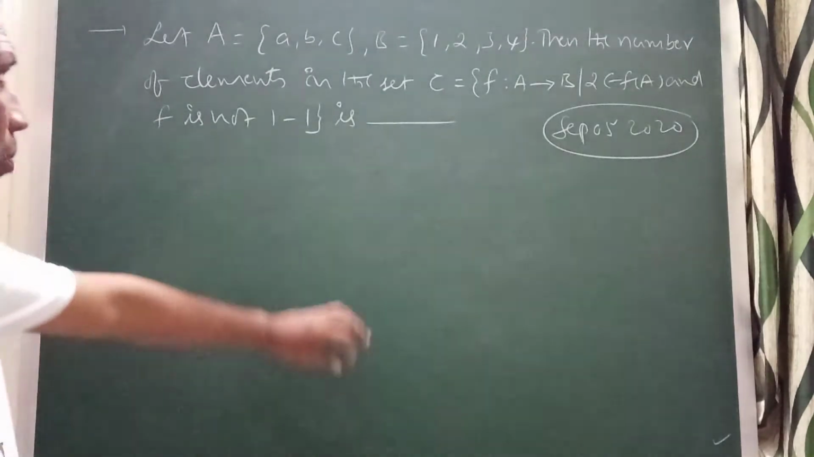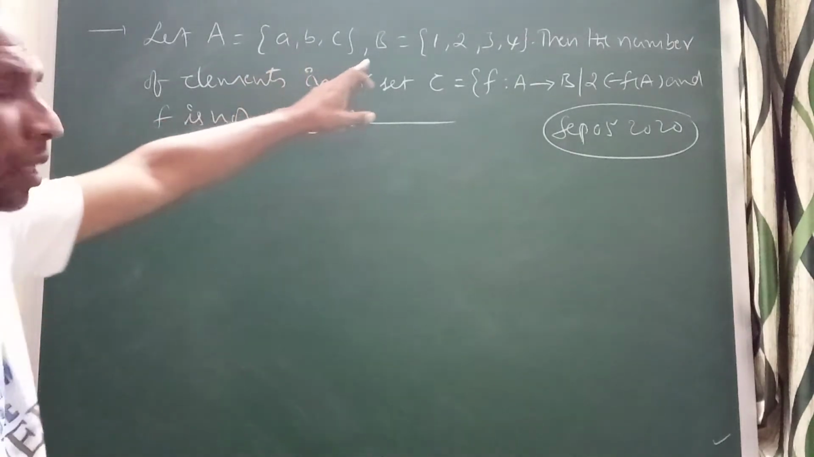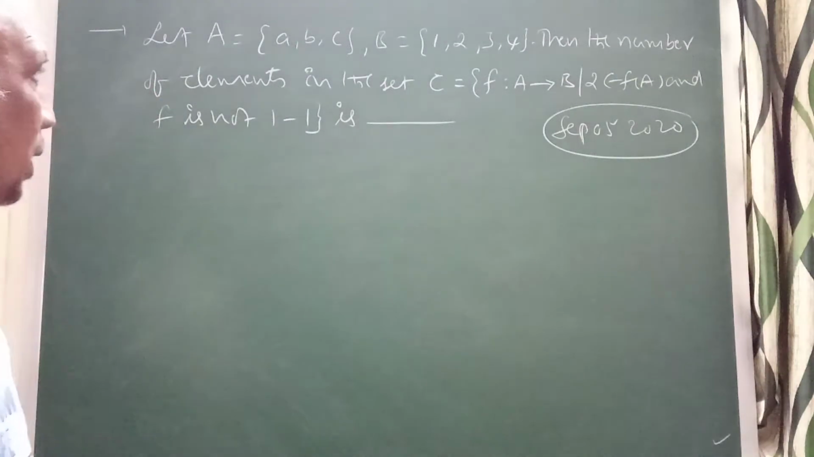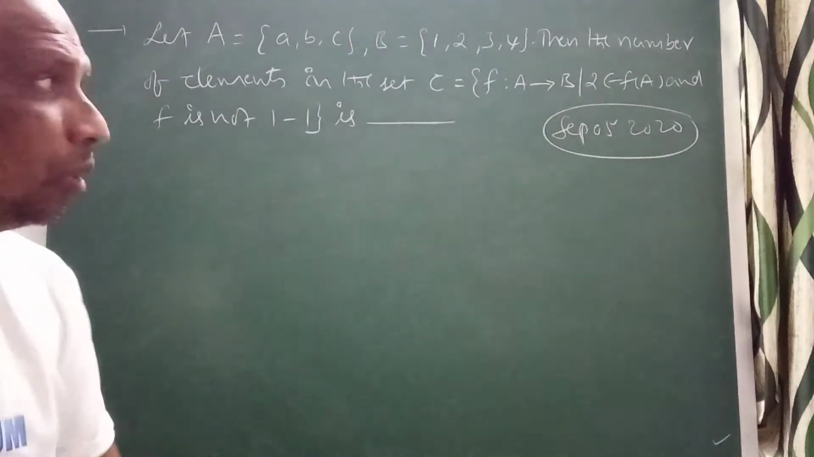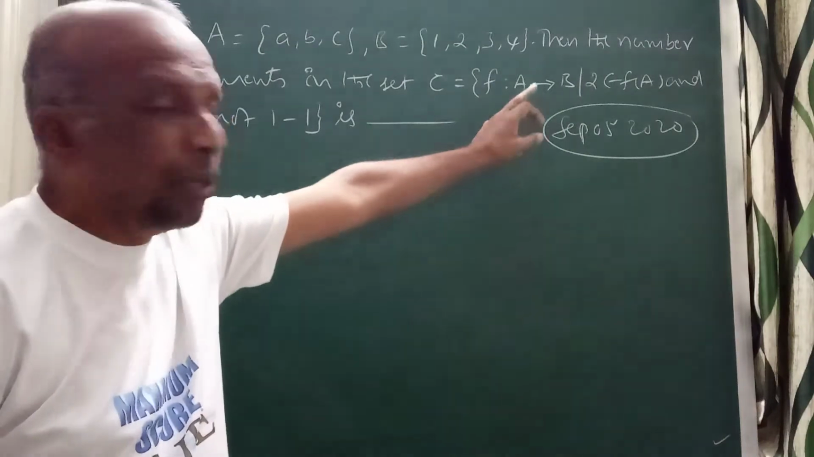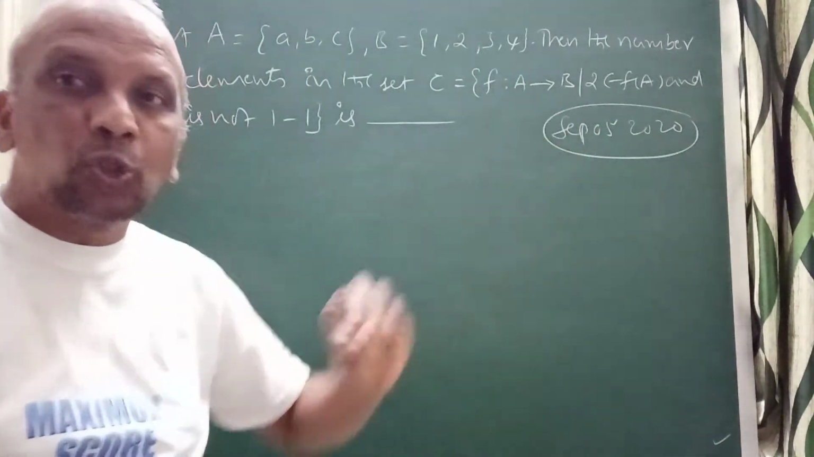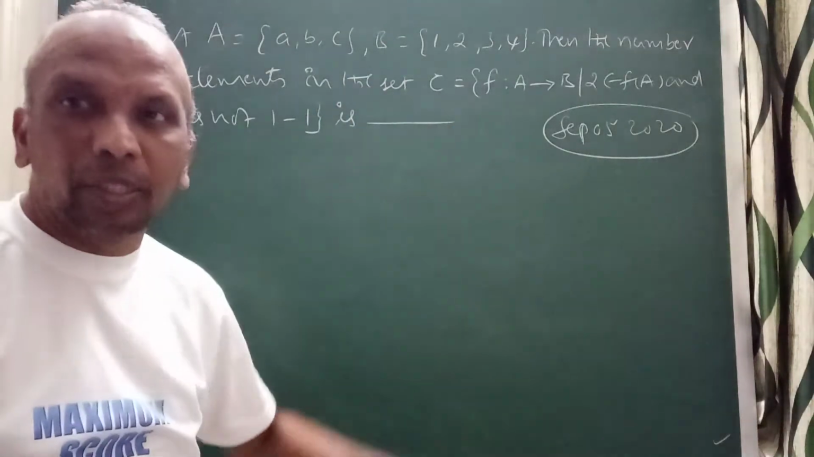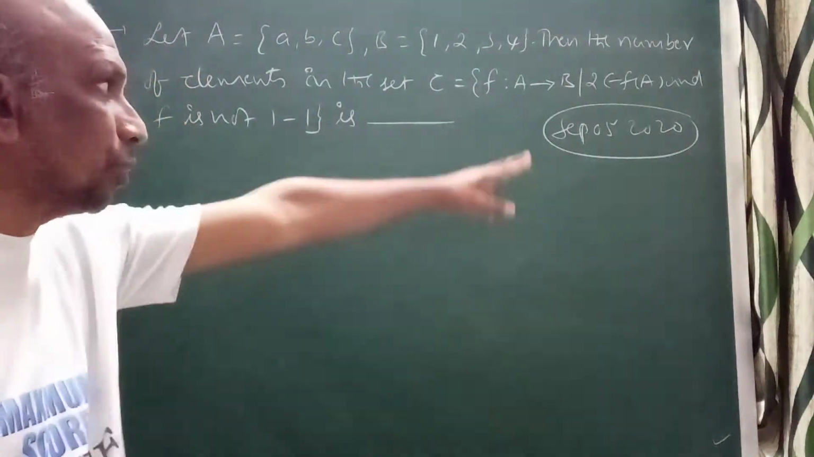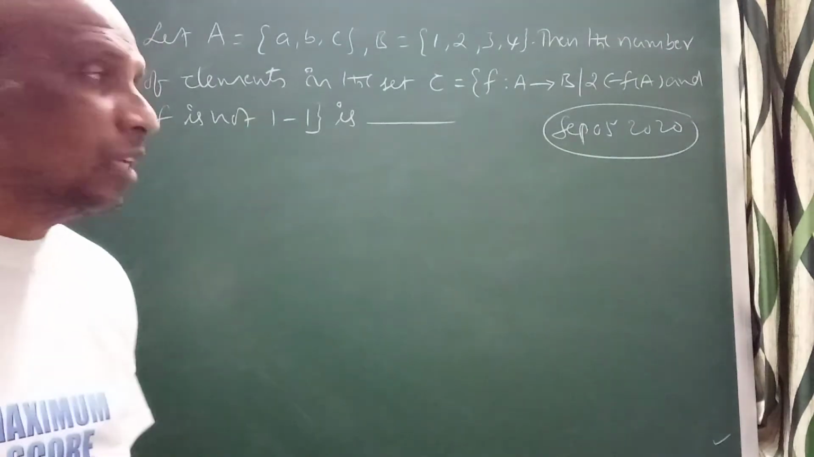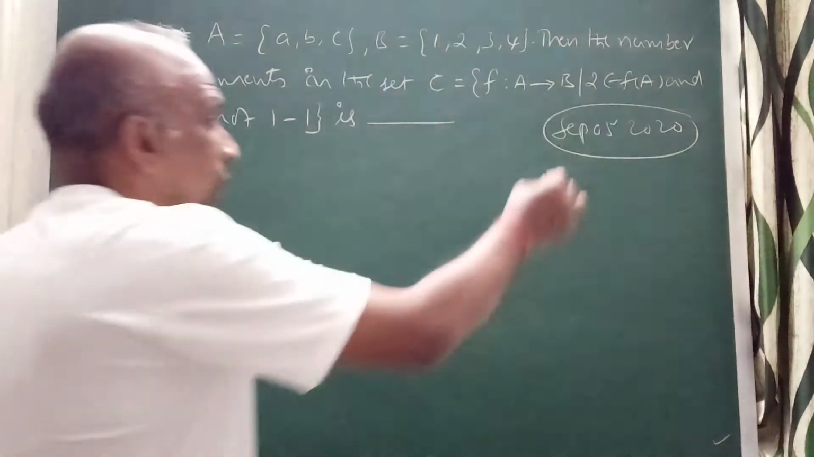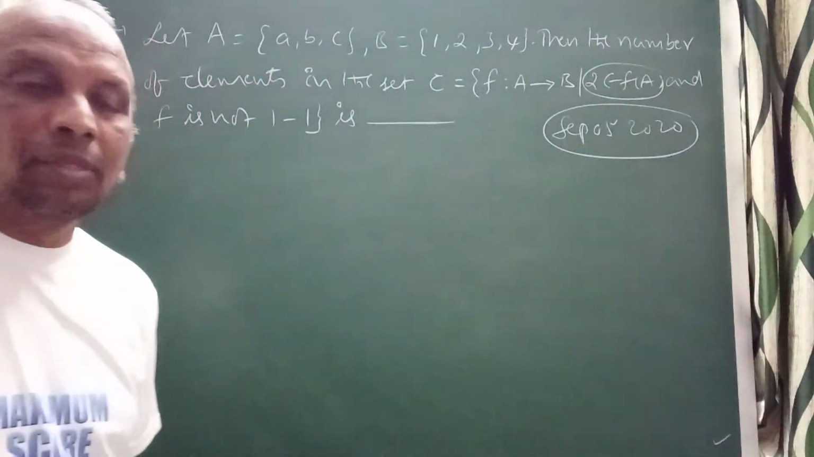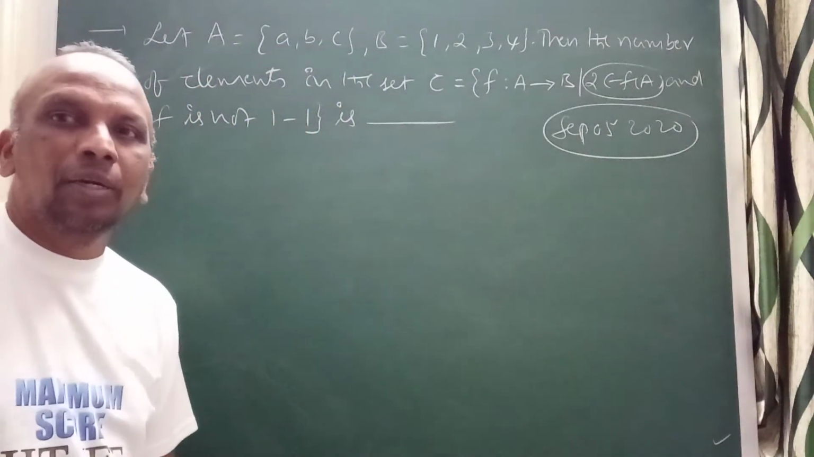So see in this problem, A equal to set of a, b, c, B equal to set of 1, 2, 3, 4. Then the number of elements in the set C equal to set of f from A to B such that 2 belongs to f of A and f is not 1-1. This is a numerical answer type question. They are given September 5, 2020. So in this one you can see the rule is 2 belongs to f of A. And they told the function is not 1-1.